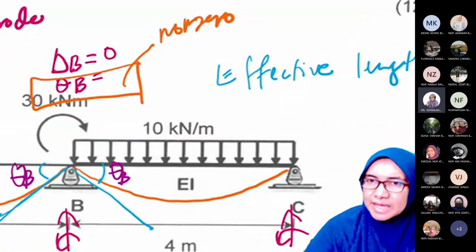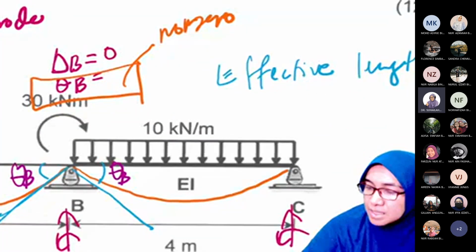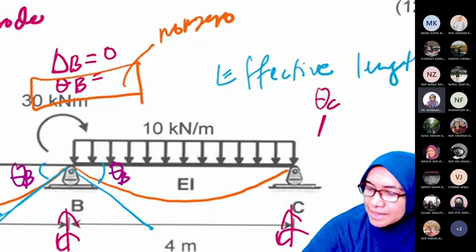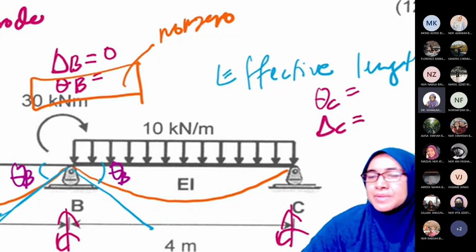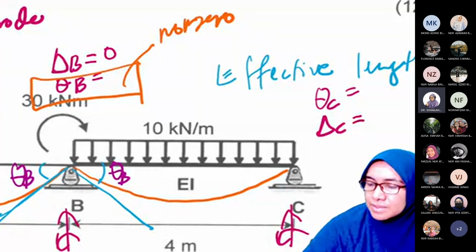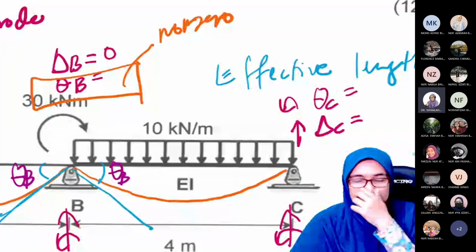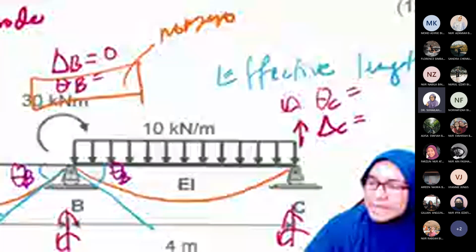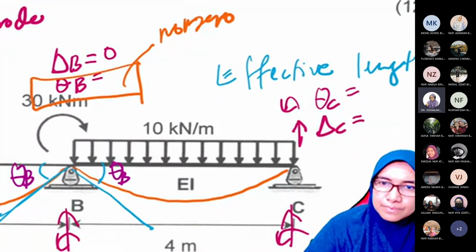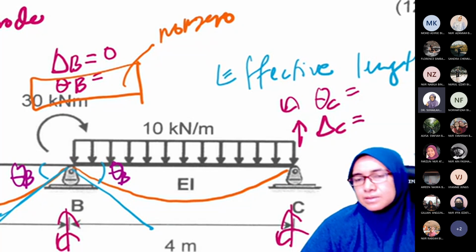Move to C, we have theta C, we have delta C. Why we have delta and theta? Sebab 2 degree of freedom. Delta tu Y punya direction. Theta tu Z punya direction. That's why we have 2. Okay, at C, mana yang 0? Mana yang non-zero? Which one is 0, deflection or rotation? Equal to 0.